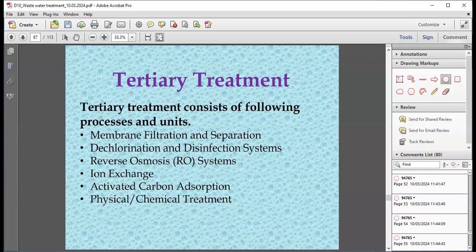And then the tertiary treatment consists of the following processes and units: membrane filtration and separation, dechlorination and disinfection systems, reverse osmosis system, ion exchange, activated carbon adsorption, physical or chemical treatment, right?